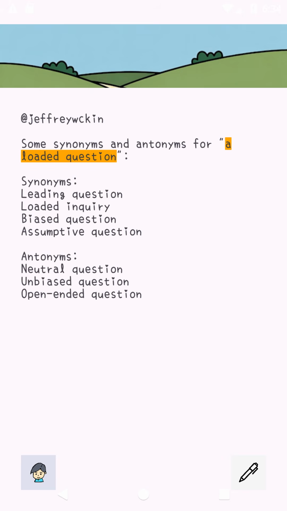Next, we'll identify a few antonyms that convey the opposite meaning. Neutral question, a question that does not show preference or bias. Unbiased question, a question that is fair and objective, not favoring any side. Open-ended question, a question that allows for a variety of answers rather than a simple yes or no.